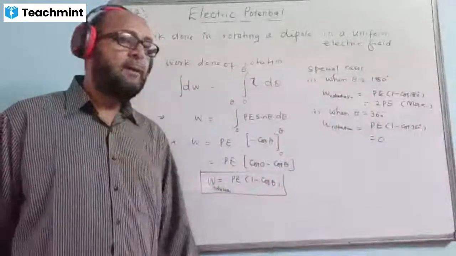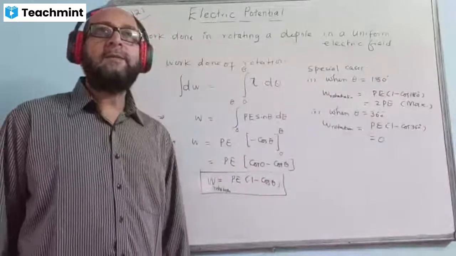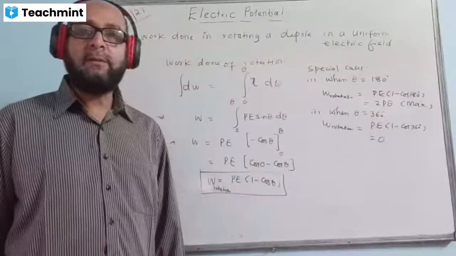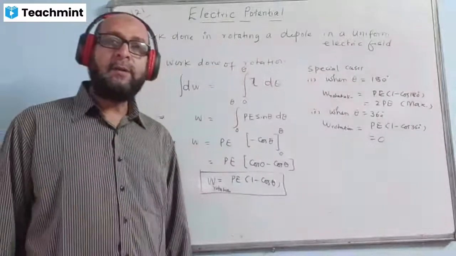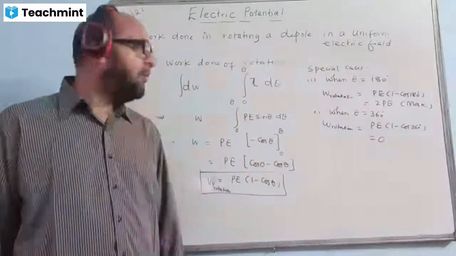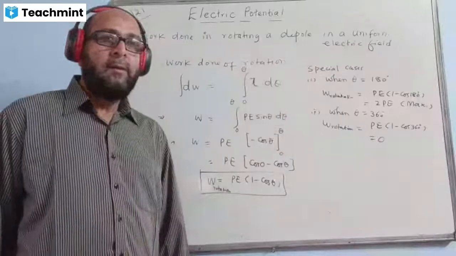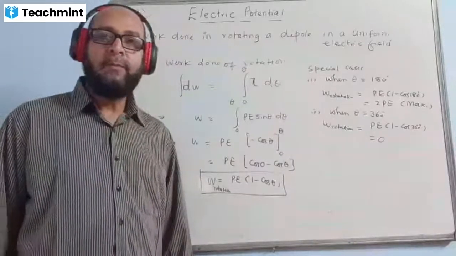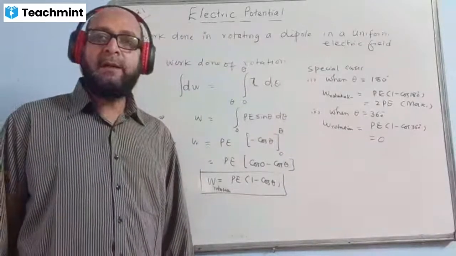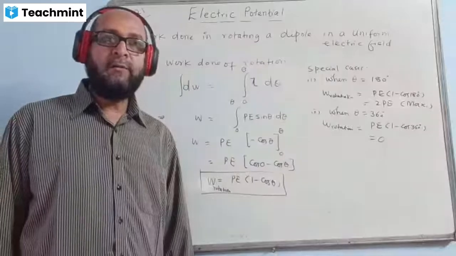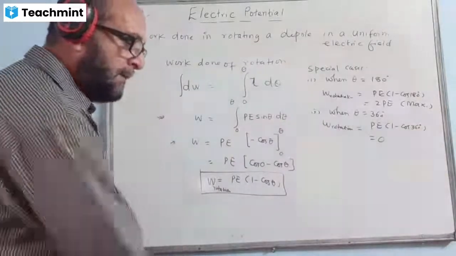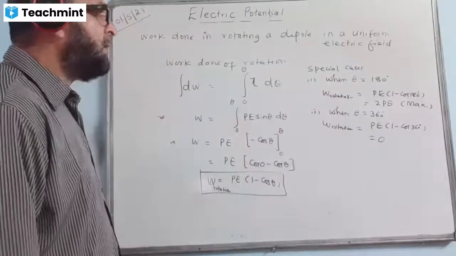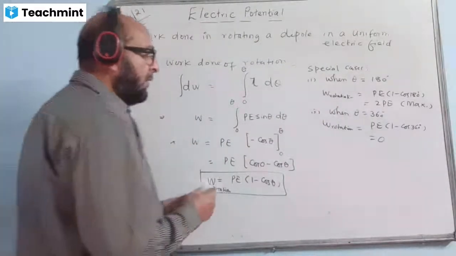It is measured by the amount of work done in rotating a dipole from 90 degree to 0 degree. That means from 90 degree to 0 degree.